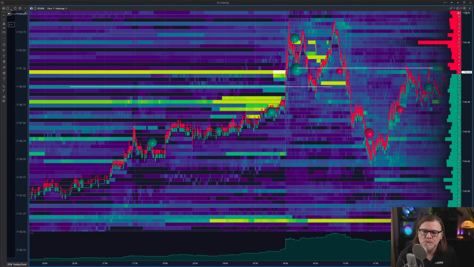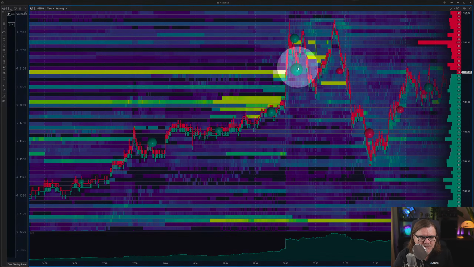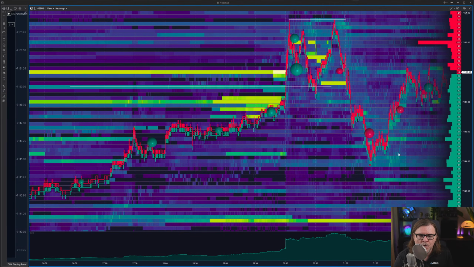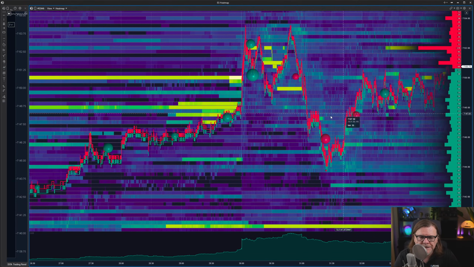This was tough, wasn't it? I need to draw it very carefully. Very, very carefully. Maybe they took it off, maybe not. Maybe it was just saved by one tick. But anyway, this was your entry, and you could have opened short here. This is the way how you trade heat map.